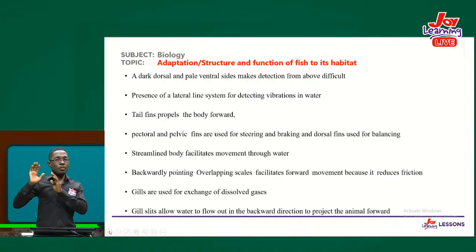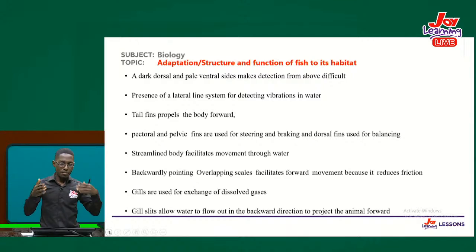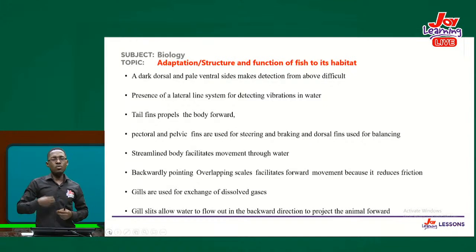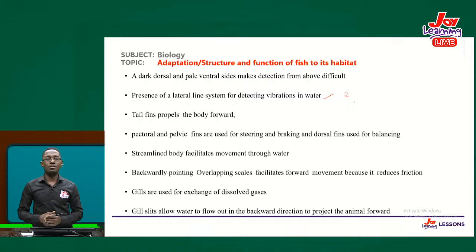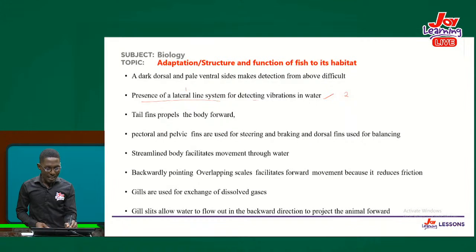Remember we did the earthworm. The earthworm was just a list of observable features. So in the features, you just wrote presence of clitellum, presence of this, presence of that, possesses that. Finished. Now here, when you mention any structure on the organism, tell us what they use it for. So, presence of a lateral line system for detecting vibration in water. So here, you get 2 marks. If you're able to write only this, you get 1 mark. But if you write this second one alone without the first one, you get 0 mark.